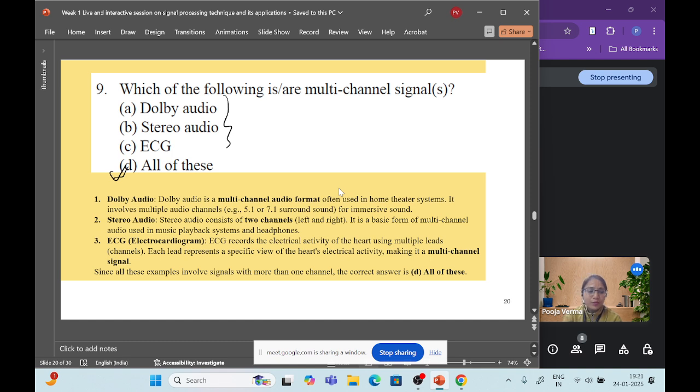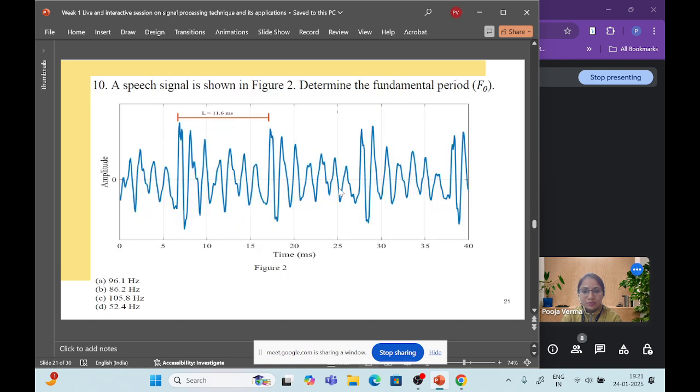Someone is asking what are examples of multi-channel signals. These are the examples: these are examples of multi-channel audio and multi-channel signals. I hope all of you have understood. So moving to the next question.